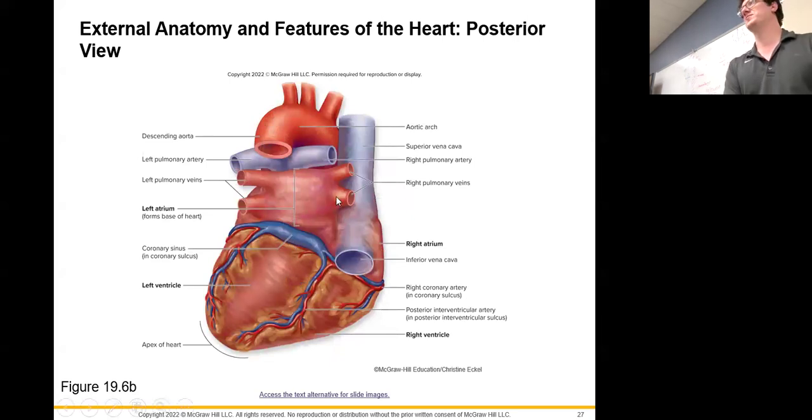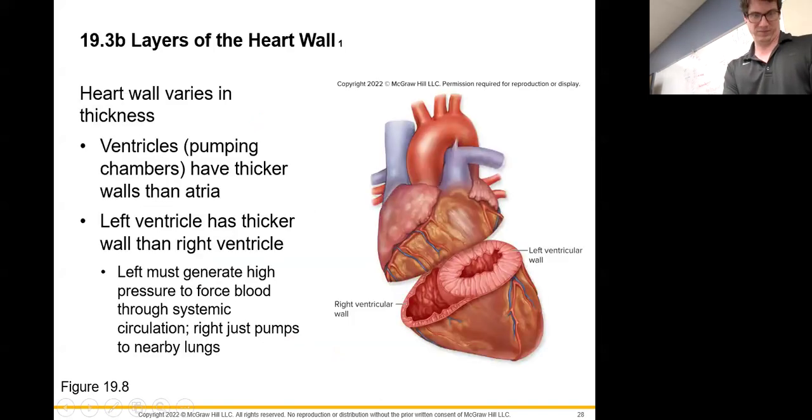Now, we can also see from this posterior side, this is going to be our right atrium. We can also see where our pulmonary veins are going to enter back into the right atrium. I think just the spot just looks weird. Like a squid or something.